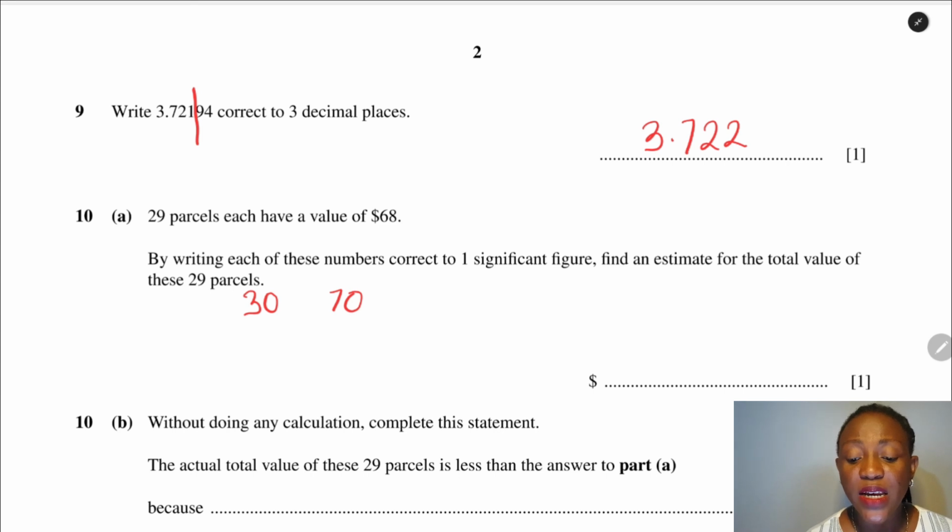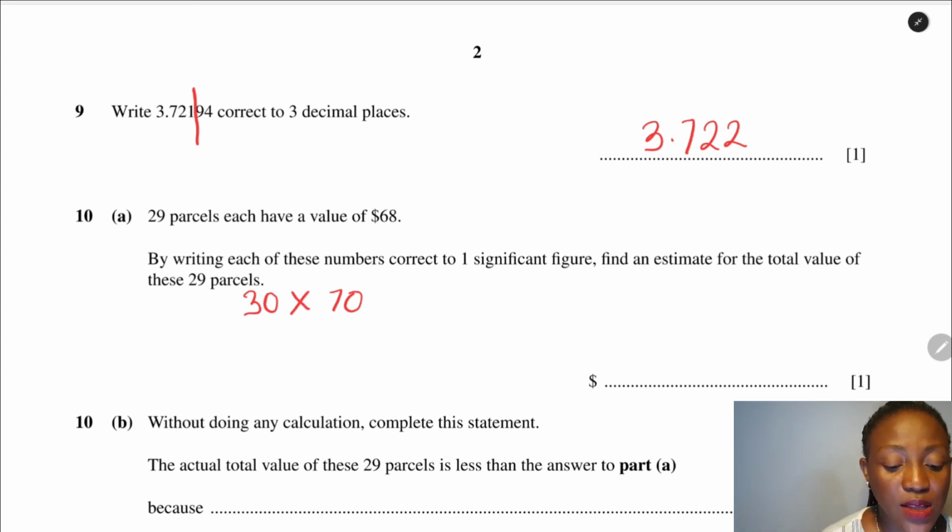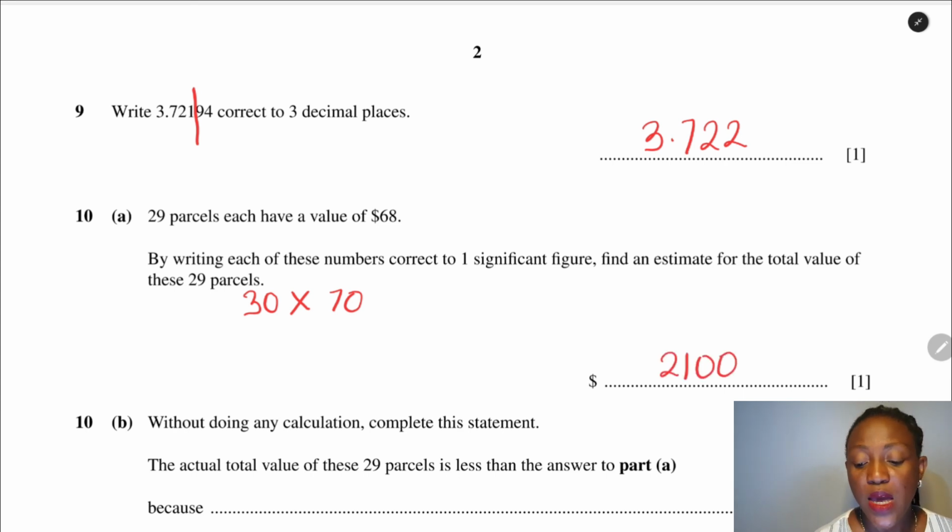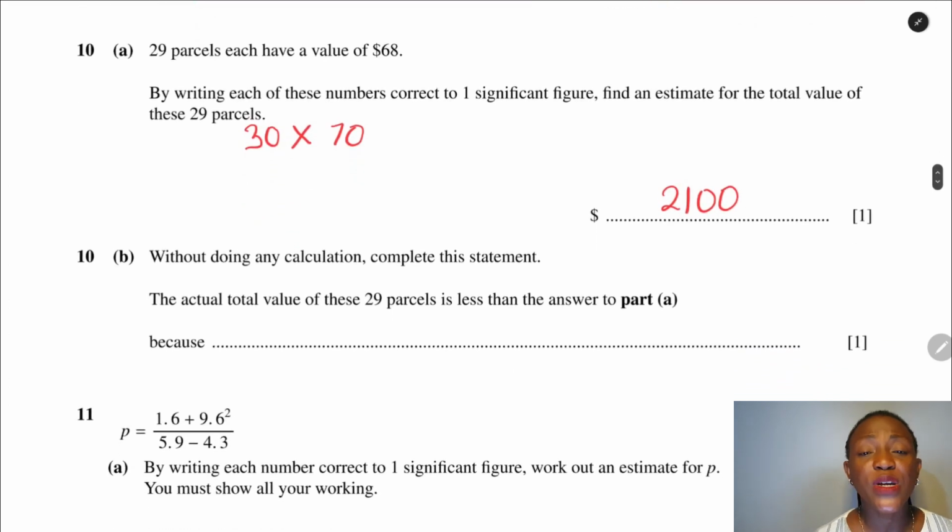Now, what do we do with this? They said we should find an estimate of the total value. So each one is approximately $70 and there are approximately 30 of them. So we need to multiply. So that is 30 times 70 and that is $2,100.